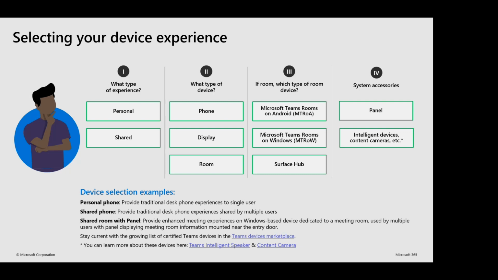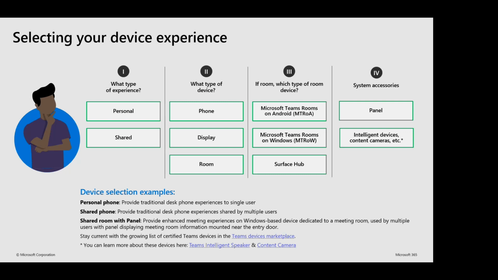Some of the things that you can do with a personal device is you can use a phone for a personal device, or you can use a display for a personal device. Unfortunately, you can't use a room for a personal device, right? That's a shared device. But you can use a shared device. You can use a phone as a shared device. You can use a display as a shared device, and additionally, you can use a room as a shared device.